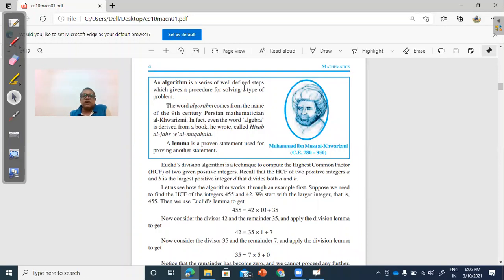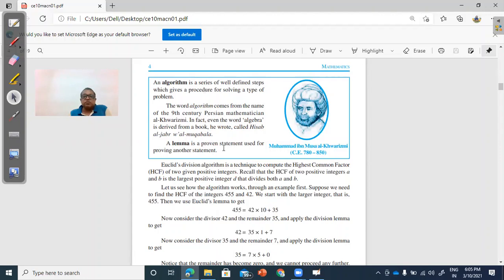An algorithm is a series of well-defined steps which gives a procedure for solving a type of problem. So you are doing something and you are telling us in steps how you have done it. That is called an algorithm, right? For example, you do a construction and you are explaining how it was done. Steps of construction, that is an algorithm, okay? So that is an algorithm. And what is a lemma?